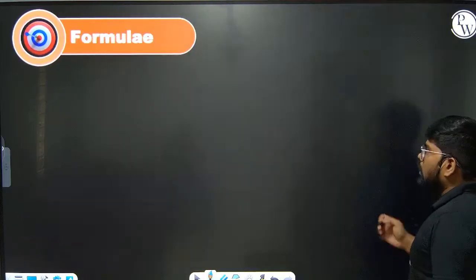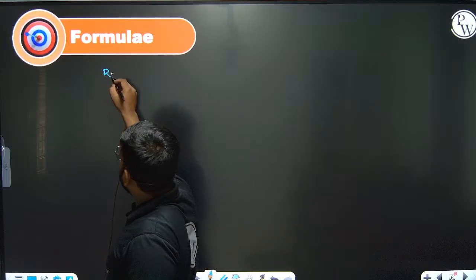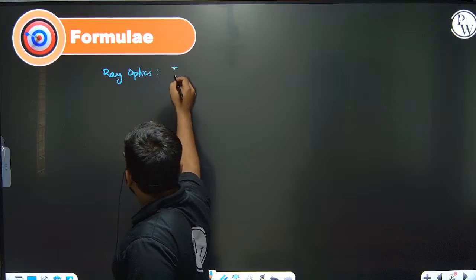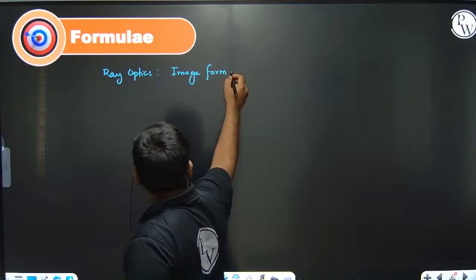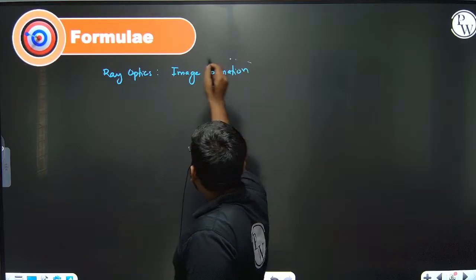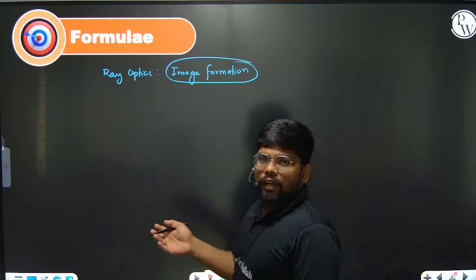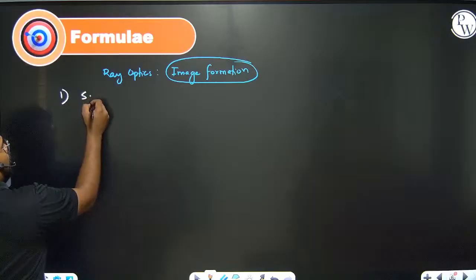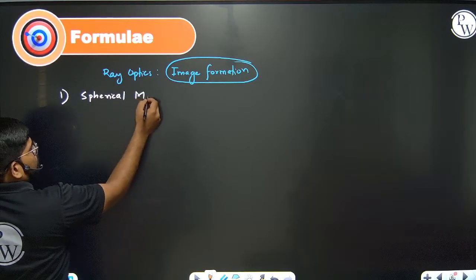Let us see what things are required. Ray optics is all about what? It is just about image formation. Whenever there is an object, how is the image formed? Again, very few formulas will be very important, and most of the things can be understood or revised from the diagrams. The first thing, it starts with the mirror, and for the spherical mirror, what are the formulas involved?